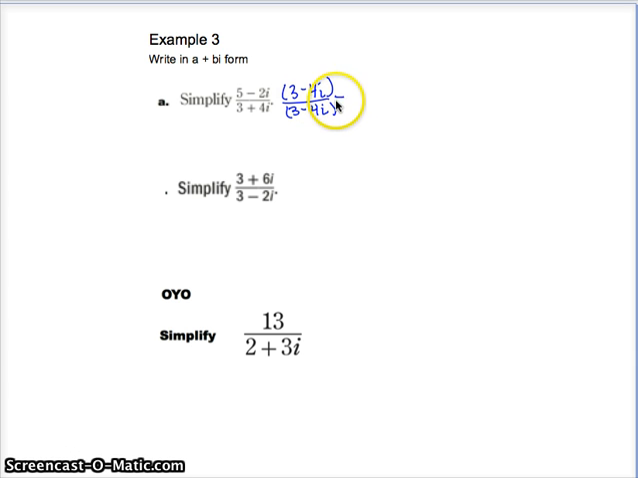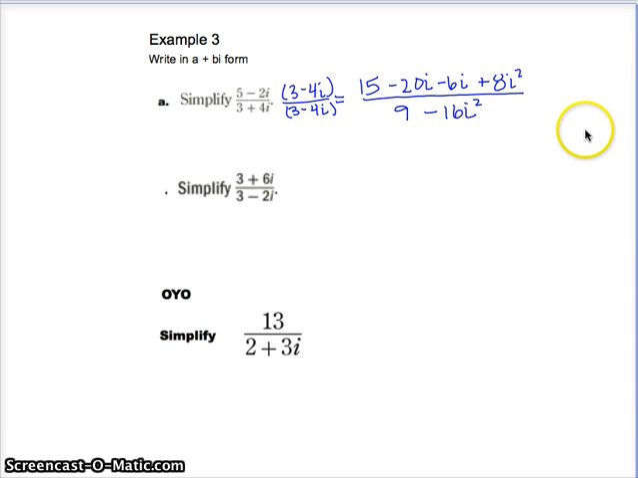Now it's time to simplify. I FOIL on the top, and I get 15 minus 20i minus 6i plus 8i squared on top. And on the bottom, we know from our factoring, the difference of squares, we only need to multiply the first and the last term. So this is 9, and then minus 16i squared. I'll simplify a little bit more. Up top, I get 15 minus 26i. And again, i squared is negative 1, so this is minus 8. All over 9 plus 16.